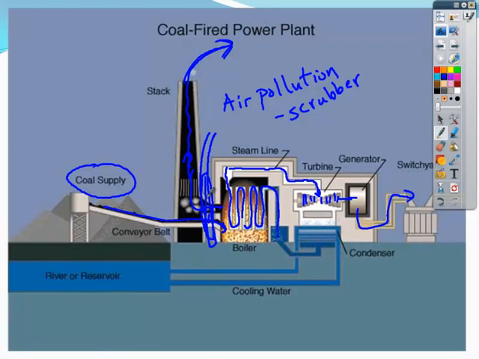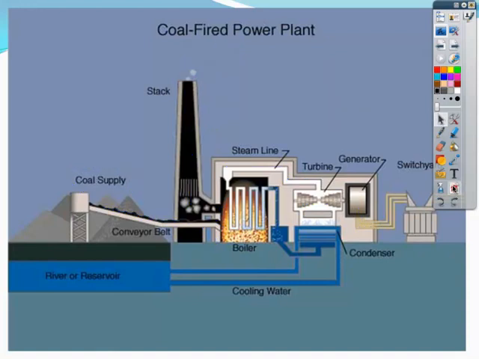Coal is burned to turn water into steam. Steam then runs a turbine. The turbine then is hooked to a generator, which makes the electricity. Okay? And that's the basic process. Now, we're going to get into some of the details of the process.